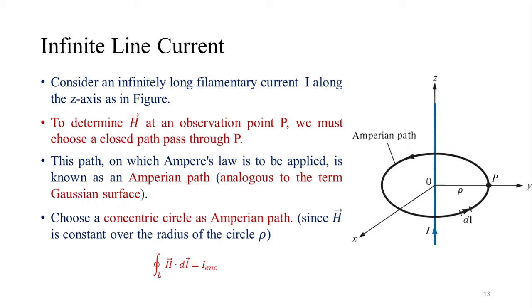Now let's see the current through an infinite line. Consider an infinitely long filamentary current I along the z axis. Here the blue one is the current carrying conductor, which is infinitely long and carries a current I. Why are we taking it as a filament? Filamentary means very thin wire. I mean the dimensions are negligible compared with the length of the conductor.